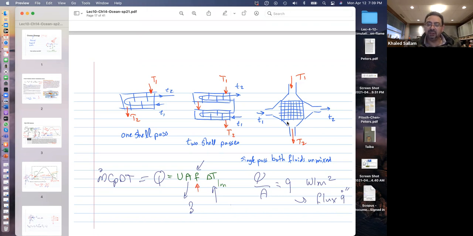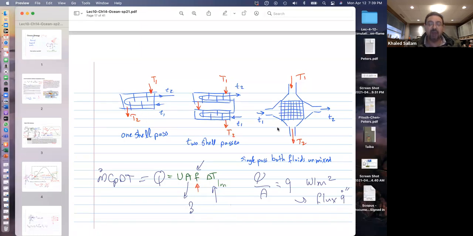All those configurations exist in the heat transfer book. They will tell you that you cannot use UA multiplied by the logarithmic mean temperature difference. Why? Because the delta T is not exactly this. The delta T is going to be a little bit smaller than this. By how much? By a correction factor F. And you get that F from the charts in the book.